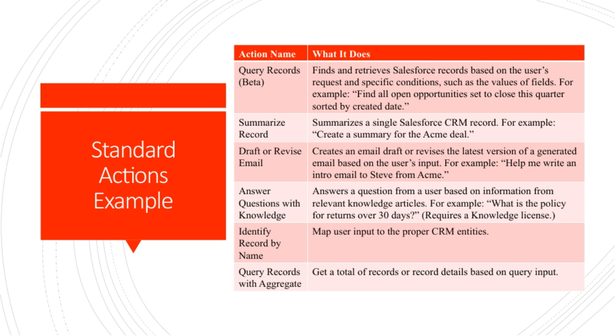Identify record by name is about mapping your input to the correct CRM entities. So, if you mention a customer or a deal, it helps ensure you're referencing the right record within Salesforce. Query records with aggregate lets you get totals or detailed information based on your query. Whether you need a count of records or summarized data, this feature simplifies that process. These actions collectively enhance your ability to work efficiently within Salesforce, integrating data retrieval, summarization, communication, and knowledge access, all designed to streamline your workflow and keep you focused on what matters most.